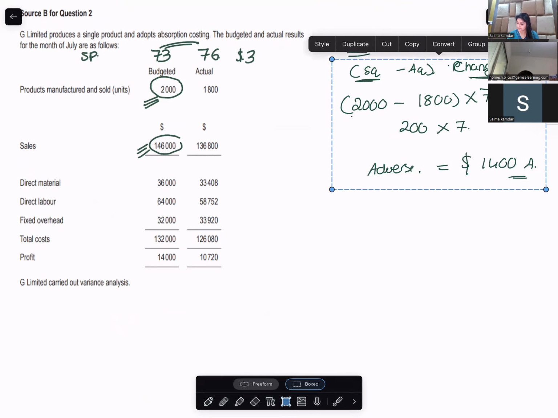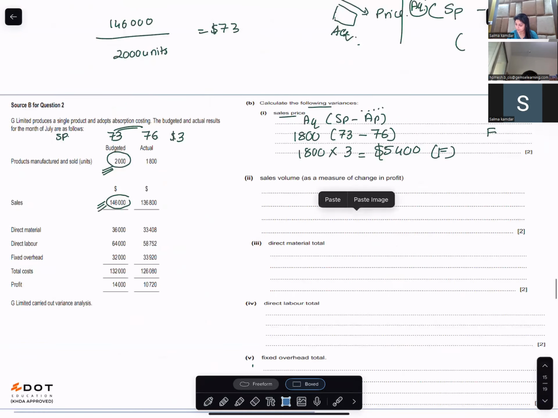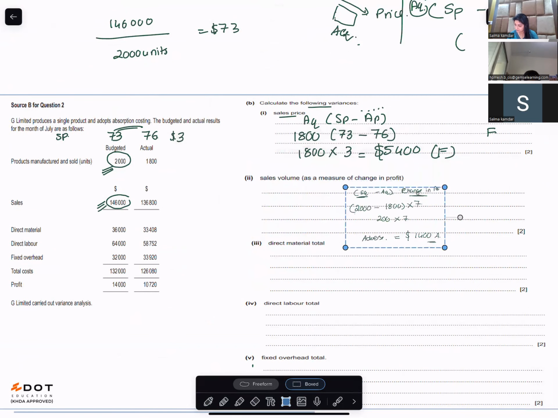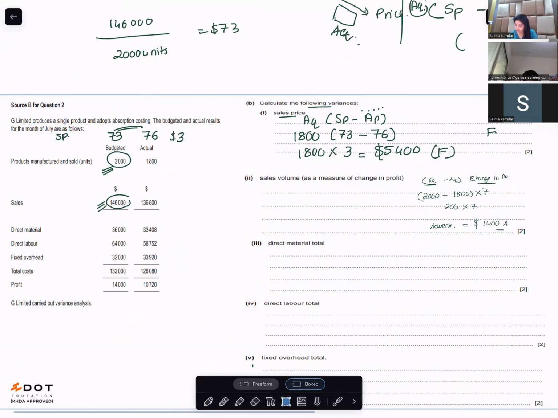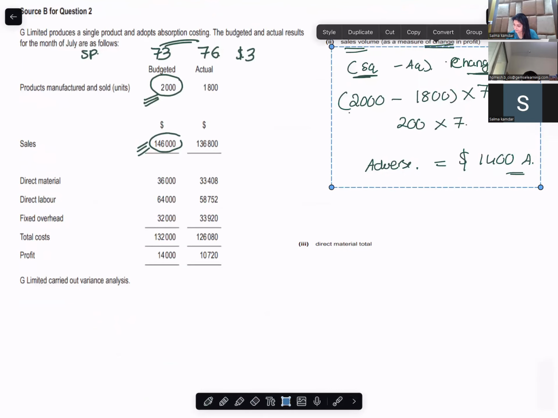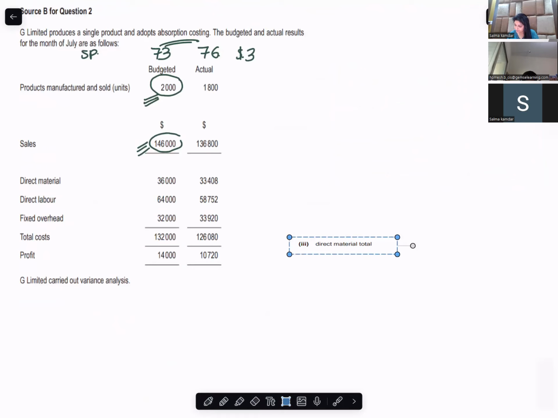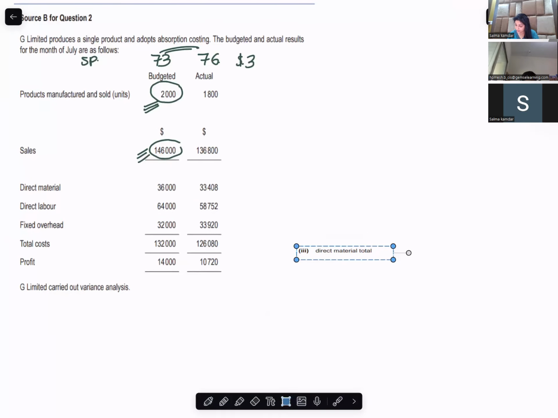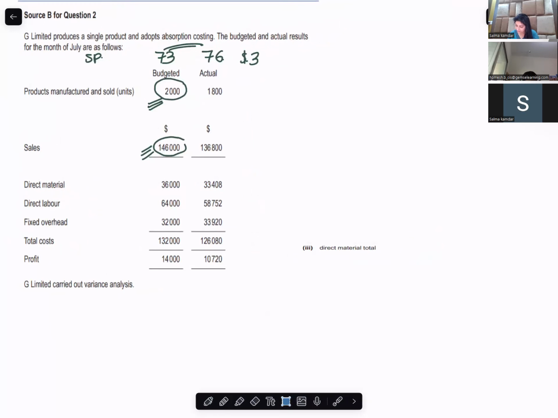What do they want next? Direct material total variance. That means they want the total one. How will you find it? Direct material is divided into two things. Okay, fine. One, direct material total variance. You have the budgeted direct material, right?